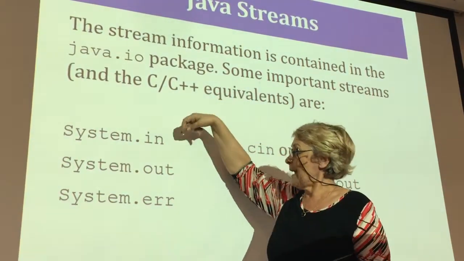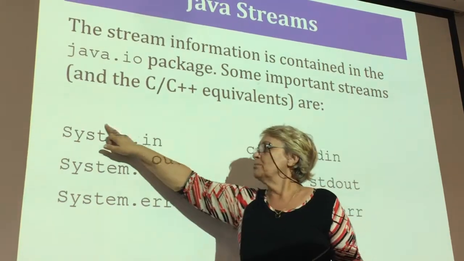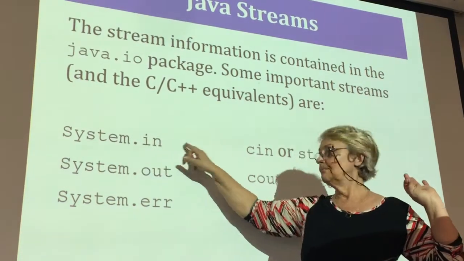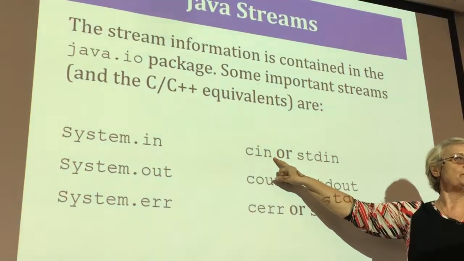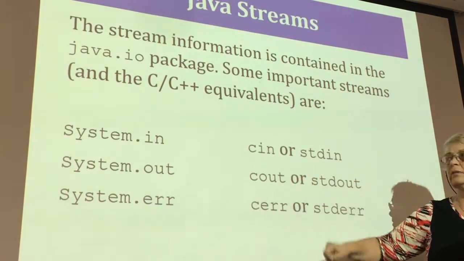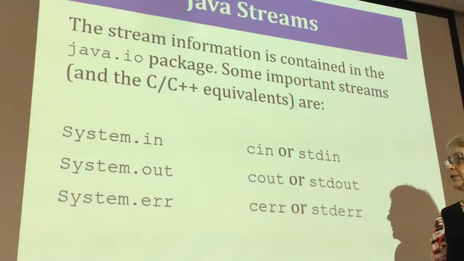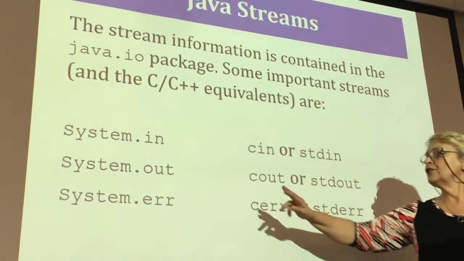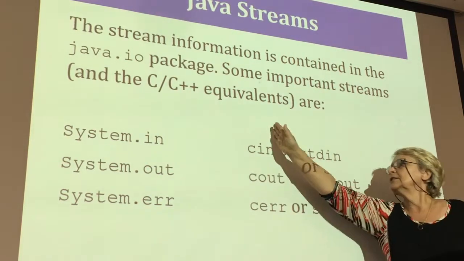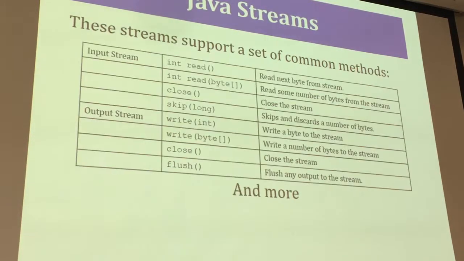Now, the input-output package provides a predefined object called System.in, and this is what you know from C and C++, associated to the keyboard, the standard input device. System.out is associated to the screen, and System.err is associated to the screen to display errors. And the equivalent exists in the C and C++ programming languages.